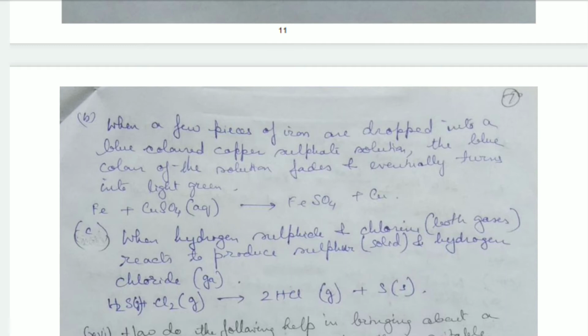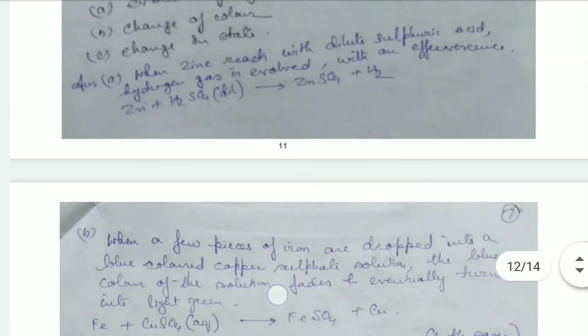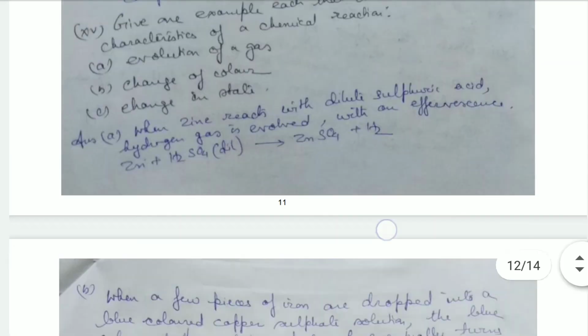Aqueous solution of copper sulfate will change to ferrous sulfate and copper, and this iron, the black colored iron nail, will become reddish brown, and that is due to deposition of copper. So there is a color change of the solution from blue color to light green. Then next is change in state.